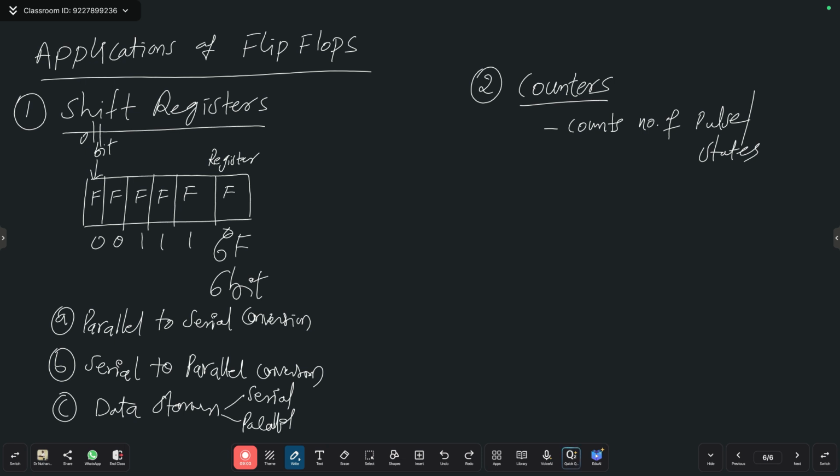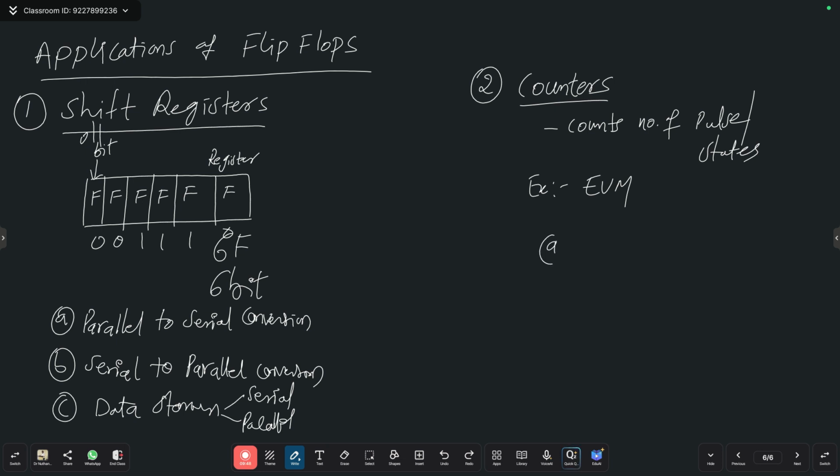The best example I told you is the EVM machine. Whenever you mark your vote, maybe the candidates are 24, 25, or sometimes 100 candidates. Even so, the EVM machine is going to produce the count for every candidate. Counting the pulses of every candidate is different. EVM machines are a direct application for counters. Everyone knows this. Okay? Clear?